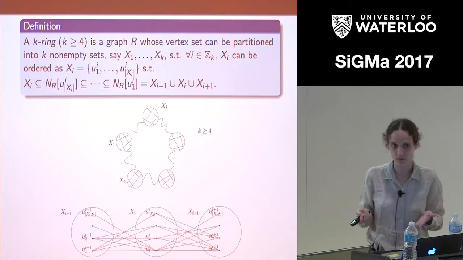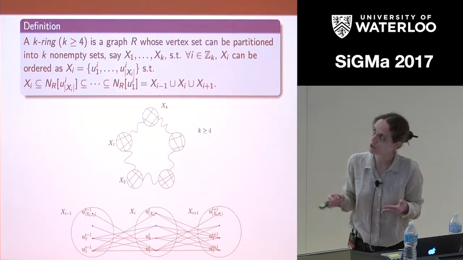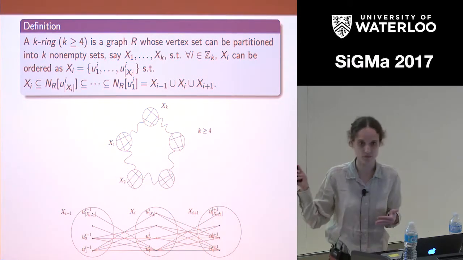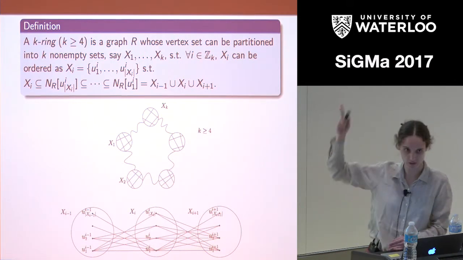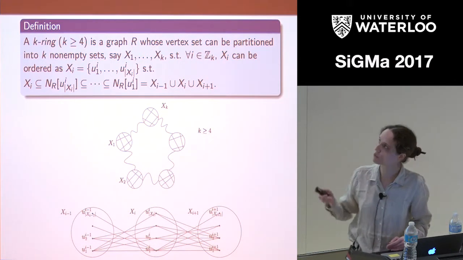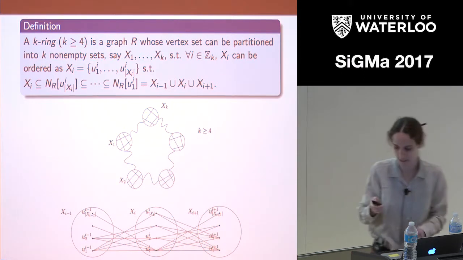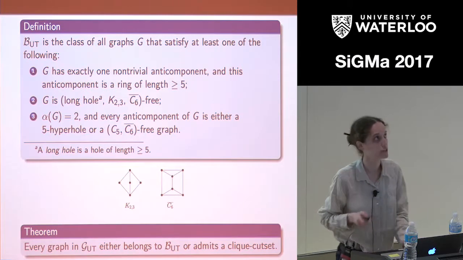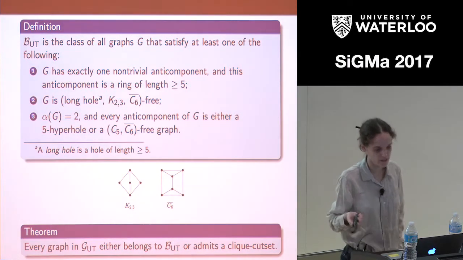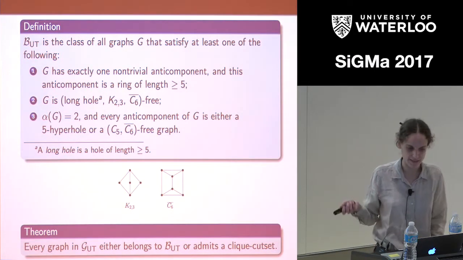So that's a ring. And notice that this generalizes a hyperhole because there is nothing stopping these cliques from being complete to each other where I have these wavy edges. If they all are complete to each other, then that's just a hyperhole. So this is just a generalization of a hyperhole. Okay, so now I can start defining my basic classes.